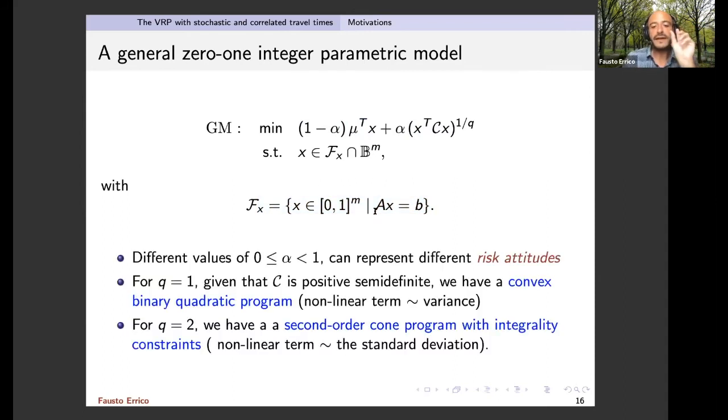With different alphas, these values of alpha can represent different attitudes to risk. If q is equal to 1, what you're facing is a convex binary quadratic problem, and the nonlinear term here is the variance term. And if q is equal to 2, we have basically a second-order cone program with integrality constraints, and the term here becomes the standard deviation.